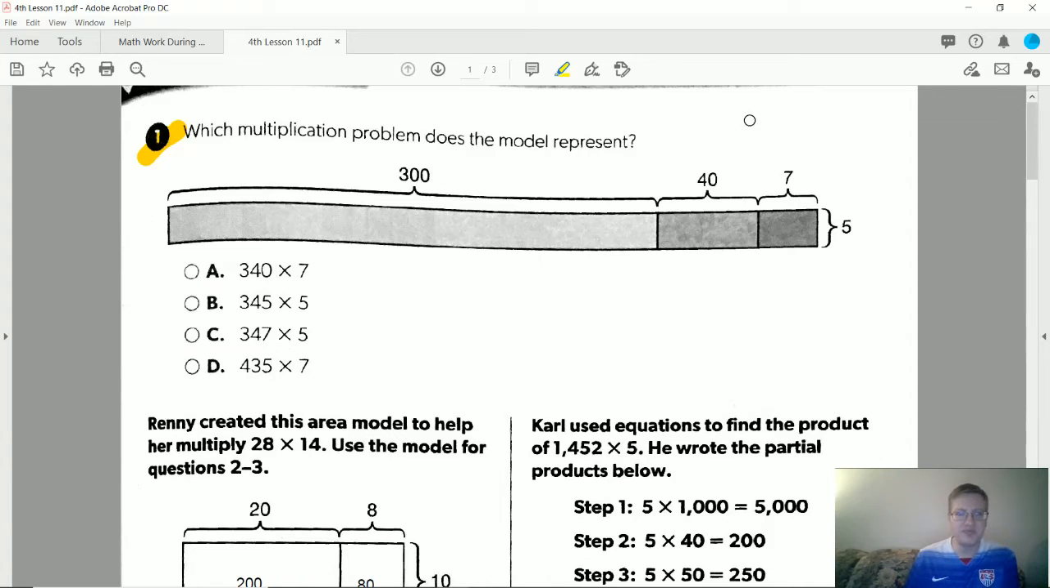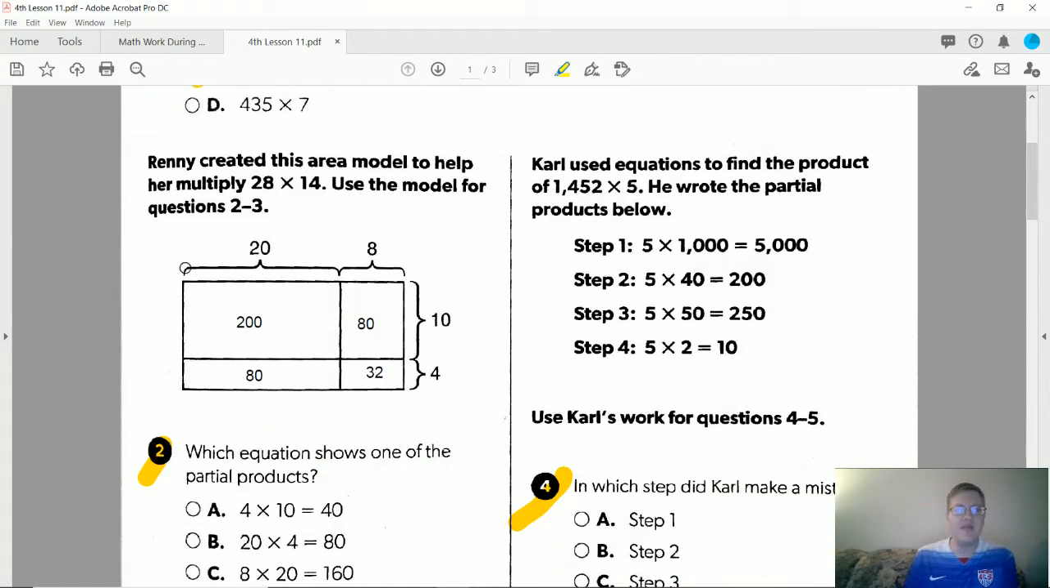So number one, our model shows us 300 plus 40, which gives us 340, plus 7, so 347 times 5. And that's going to go with letter C. I've went ahead and filled in the answers for this part because that will help us later on. So when students are having to work with one of these models, this is going to be 20 times 10, which is 200, 8 times 10, which is 80, 8 times 4, which is 32, 20 times 4, which is 80. And we can use these partial products to help us do mental math in theory.